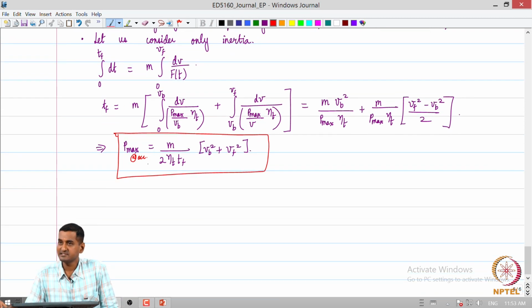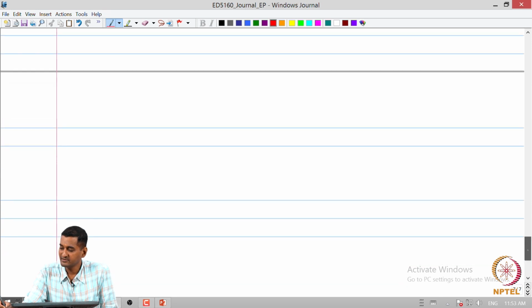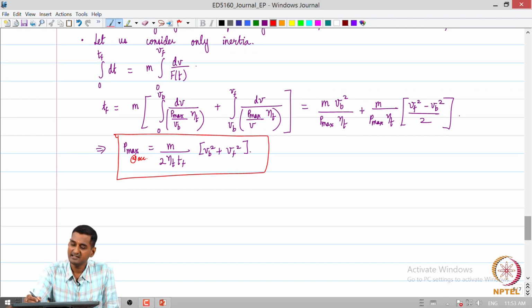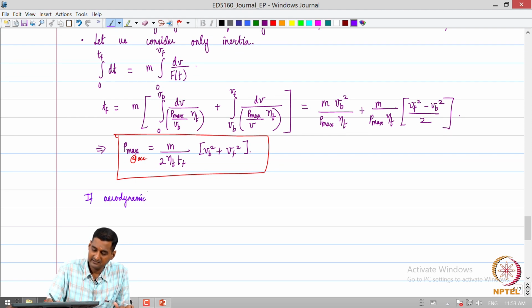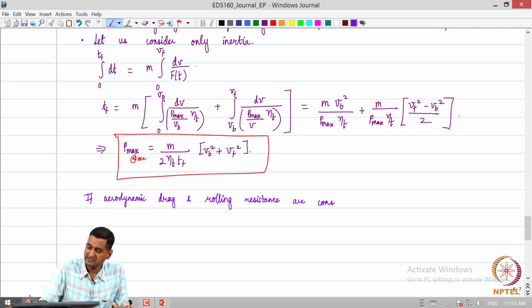Okay. So, the last part which I am going to essentially point out to you is that in this expression for P max, we have not considered rolling resistance and aerodynamic drag. So, if we want to get a first cut expression to include those, how do we do that? So, if aerodynamic drag and rolling resistance are considered, the corresponding additional power is the following.